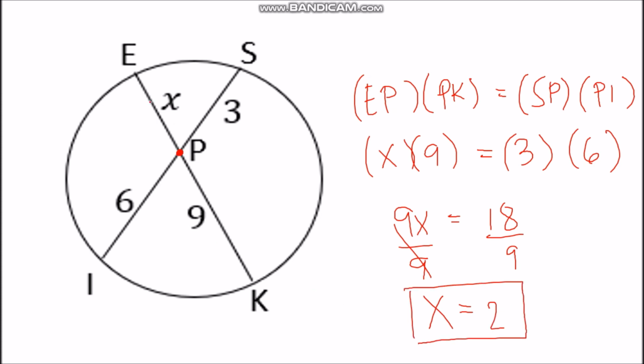Now, to check if this is correct, just again multiply. So you have X is 2. So this will be 18. This is equal to 18. And then 6 times 3 is again equal to 18. So the two are just equal with one another. So that means our answer is correct, which is equal to 2.